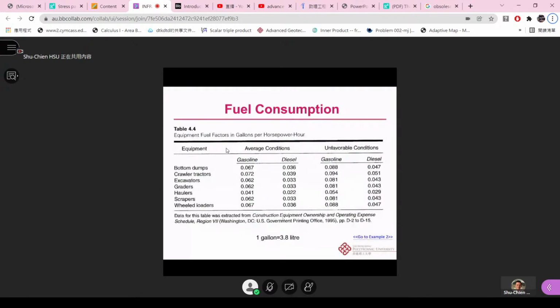So here we also refer to some tables, and this one is actually provided by a government office. So if we have the equipment fuel factors in gallons per horsepower per hour, just like this, for gasoline, diesel, and different kinds of equipment, we will have a different kind of factor.